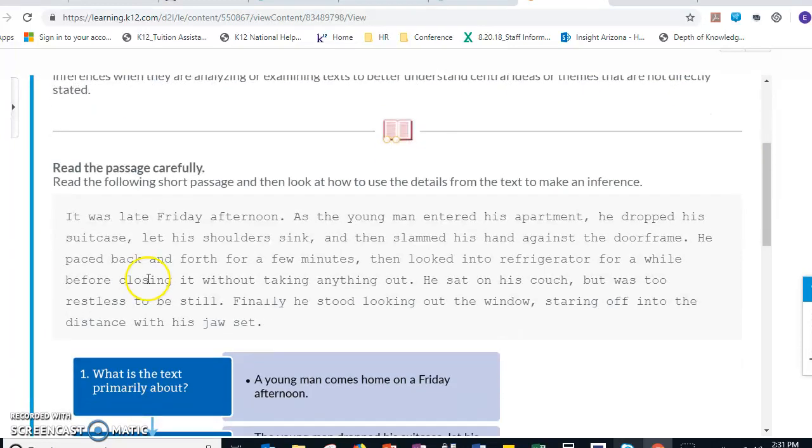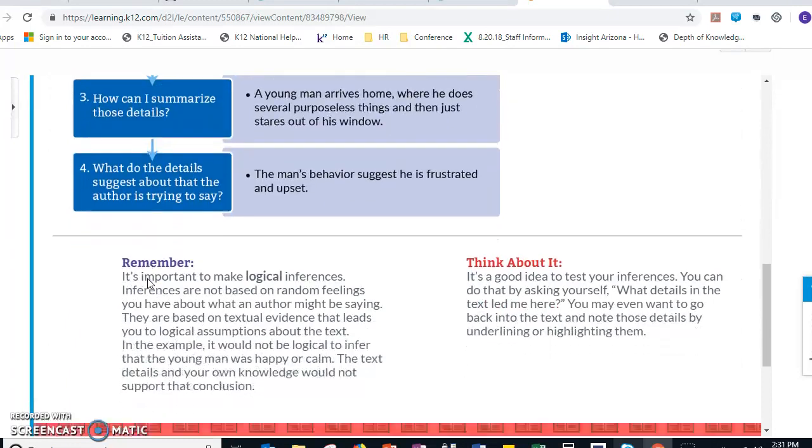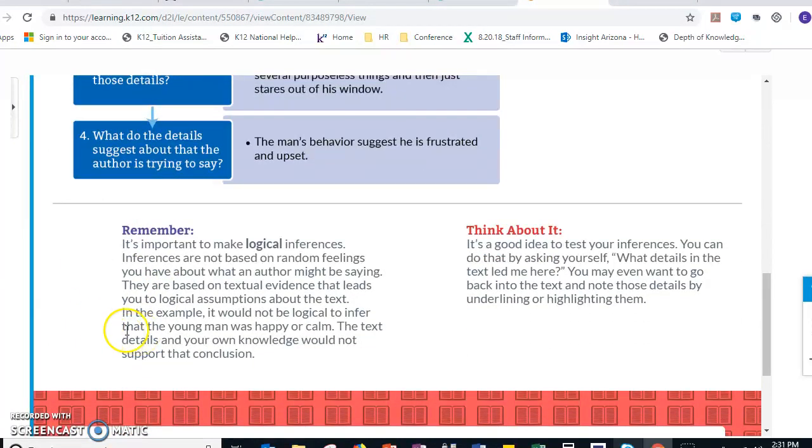Then you have some practice available to you. And it walks you through it. And again, at the end, remember, it's important to make logical inferences. Inferences are not based on random feelings you have about an author, about what an author might be saying. They are based on textual evidence that leads you to a logical assumption about the text. In the example, it would not be logical to infer that the young man was happy or calm. The text details and your own knowledge would not support that conclusion.